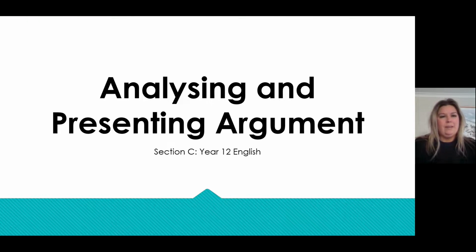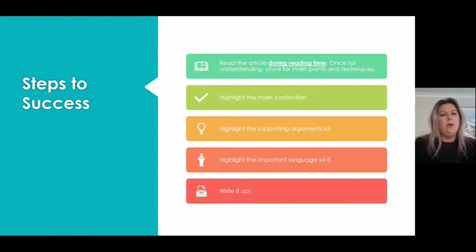Okay. Today we're here to look at Section C of the Year 12 English exam, looking at analysing and presenting argument. What are the steps to success in this section of the exam? What are some of the skills that I need to tackle it? And what should be my exam technique?